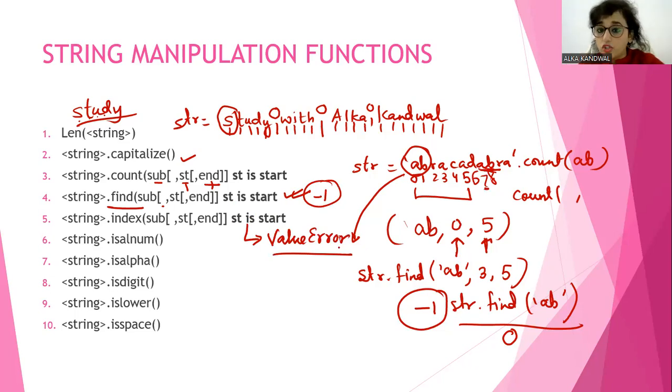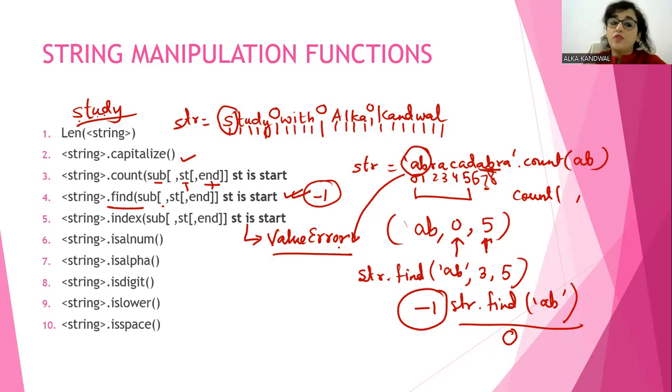So that is the logic behind the different functions. So find and index, they are performing exactly the same function, returning the lowest index. But in case of find, in case a substring is not found, then it returns -1. Whereas in case a particular substring is not found in index function, it returns a value error.